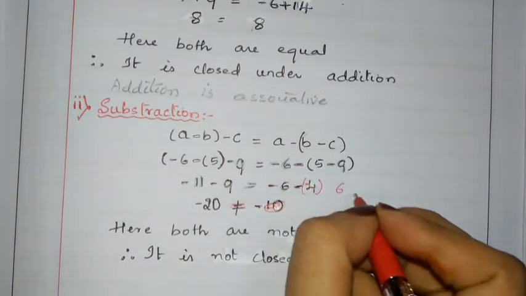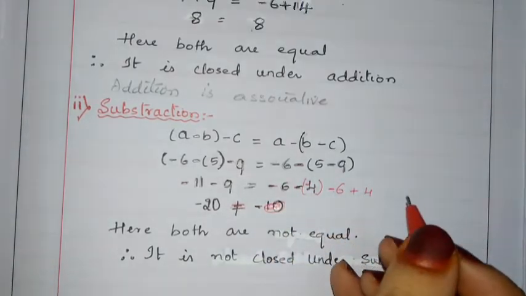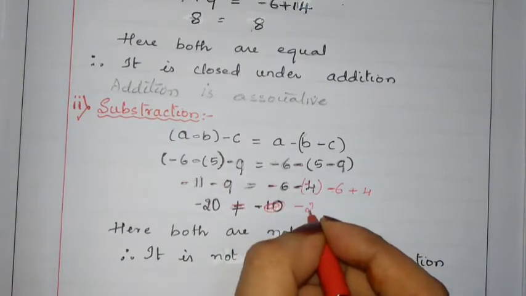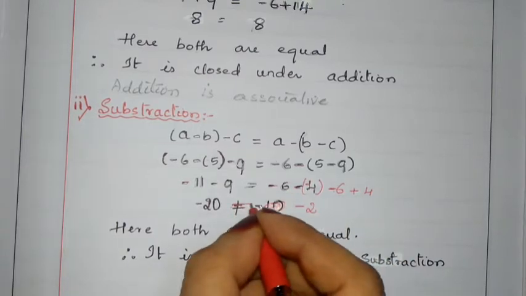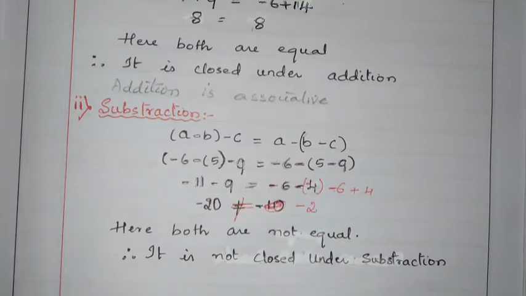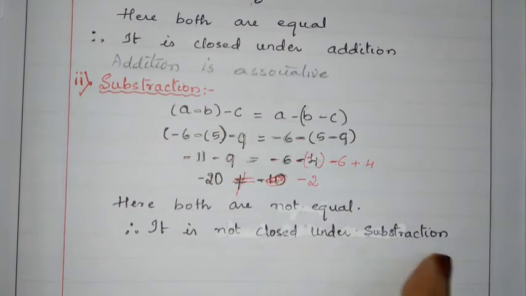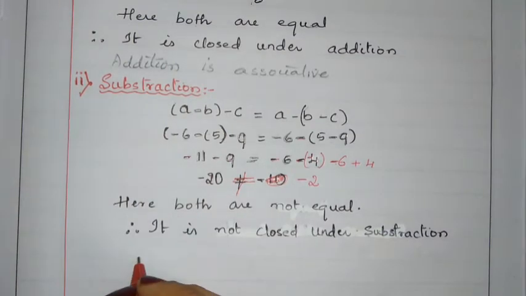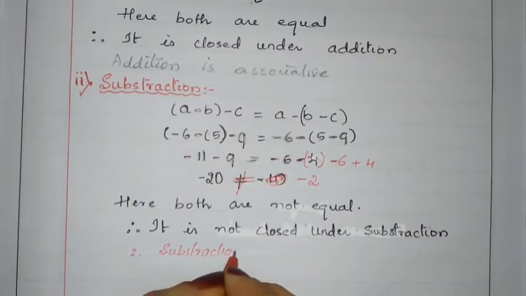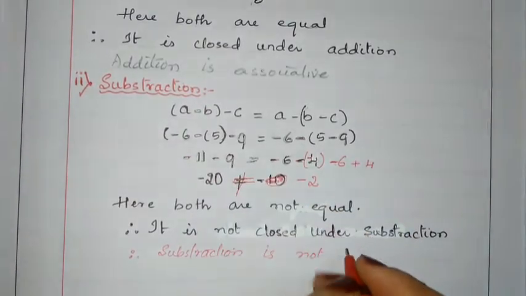Here, this is not the answer. It is -6 as it is, minus, plus 4. One plus and one minus means we do minus. 6 minus 4 is 2, greater sign is minus, so -2. Is -20 equal to -2? No, it is not equal. Therefore, both are not equal. So it is not closed under subtraction. And also you can write here, subtraction is not associative. Why? Because we did not get the same answer.